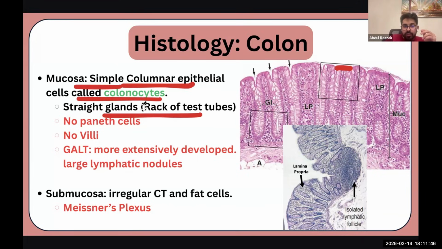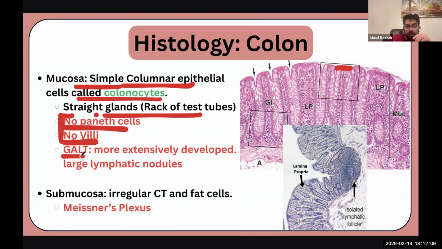Now, what's characteristic for the mucosa of the colon is the absence of Paneth cells. This is going to help you differentiate them from the small intestines. They also have no villi as well. These two are very important and very easy features to differentiate the small intestines from the large intestines.